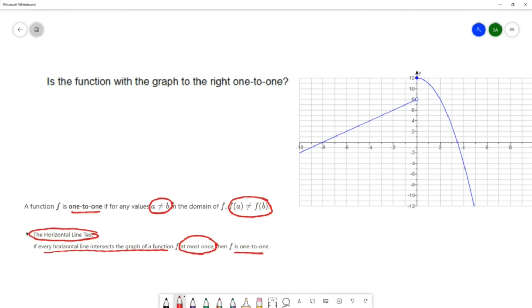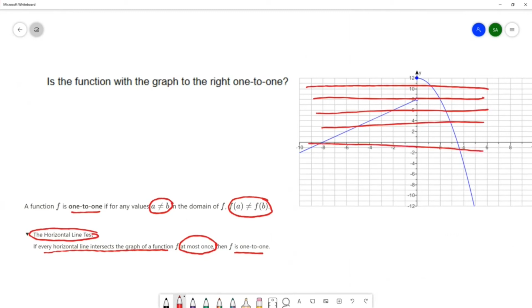So what we're going to do is draw horizontal lines all over the graph and record how many times that horizontal line intersects the graph. We can see that the first horizontal line intersects the graph in only one place. The second horizontal line intersects in only one place. But we do have some horizontal lines that intersect the graph in more than one place, and that's violating the definition of 1 to 1.